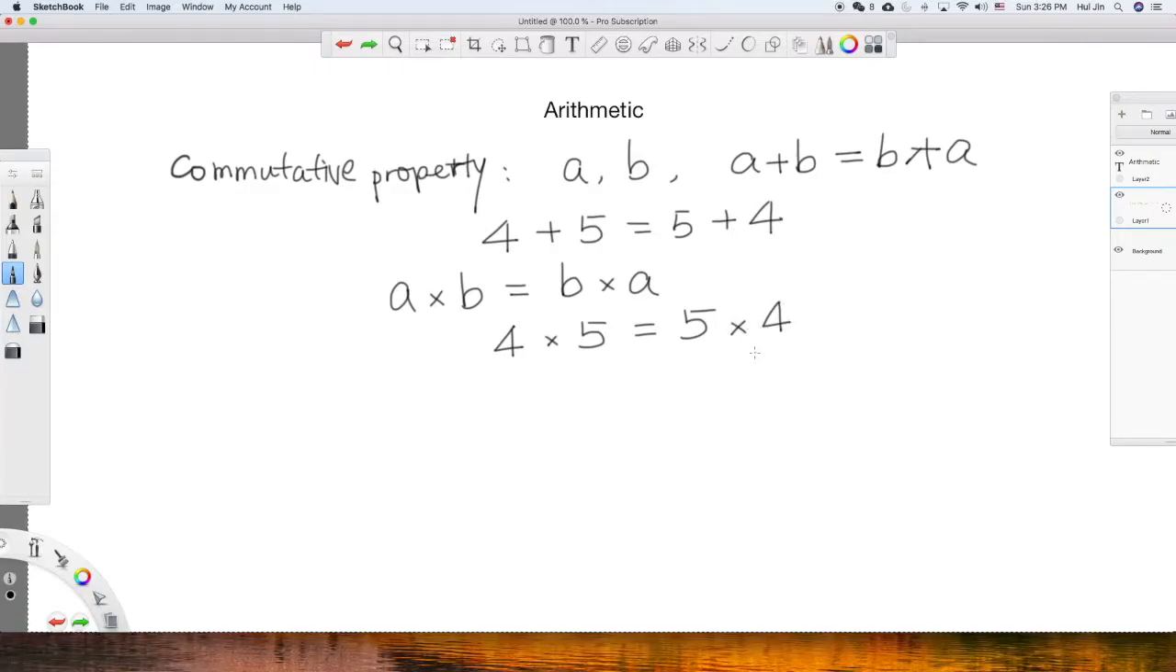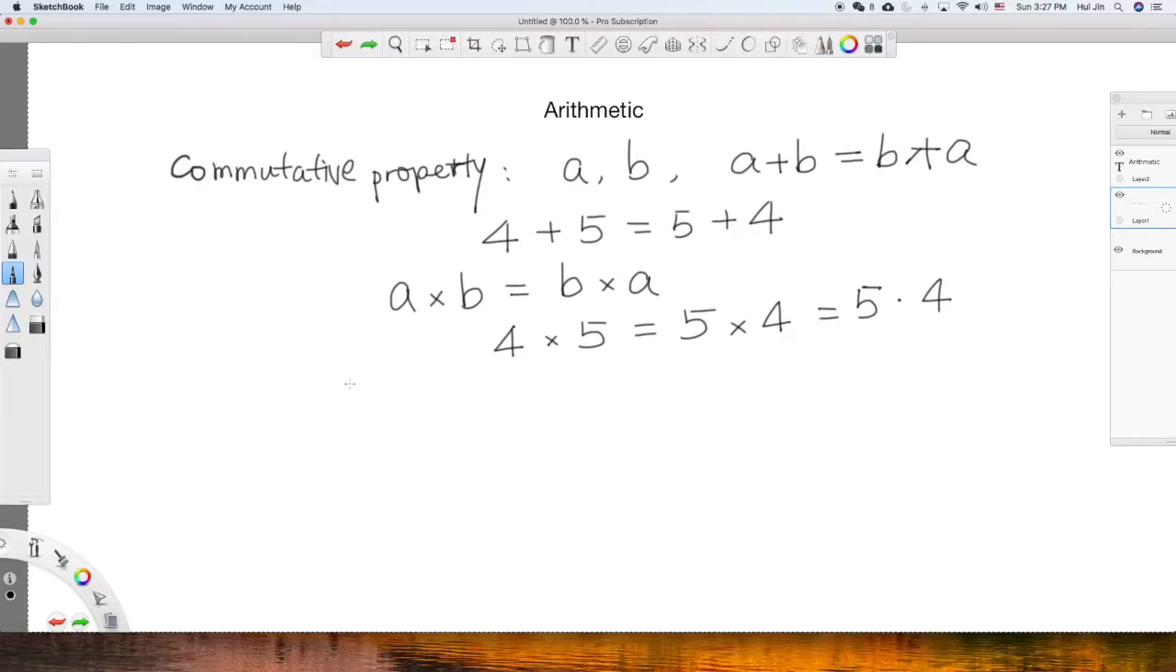You notice that I write the times as pretty small, really to distinguish from x. And actually later, you probably will see that it's more convenient to write the multiplication as a dot. For example, equals 5 dot 4. Okay? All right, so for commutative property, you see that it applies to addition and multiplication.